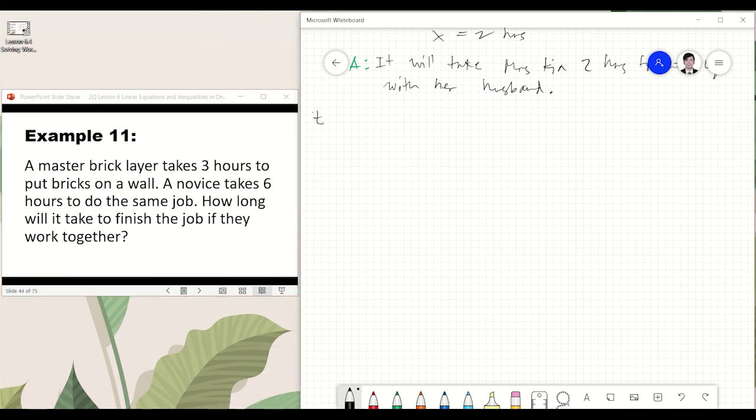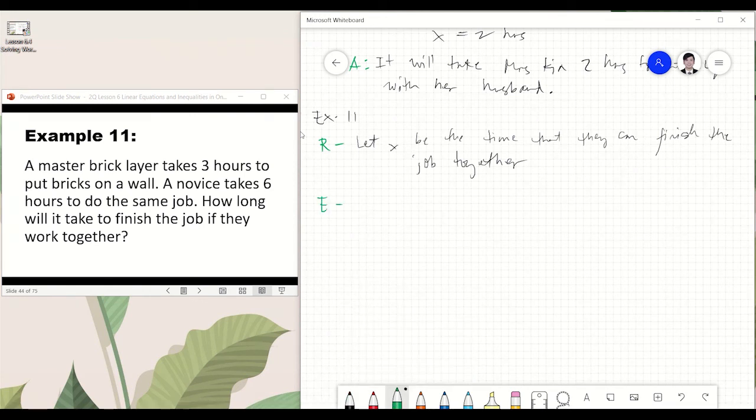So, let's start with R in representation. So, we represent what is unknown. So, we say, let X be the time that they can finish the job together. So, proceed na tayo sa ating equation.